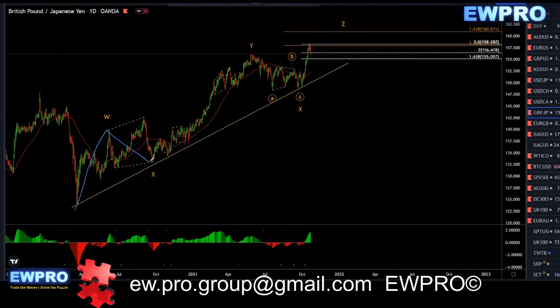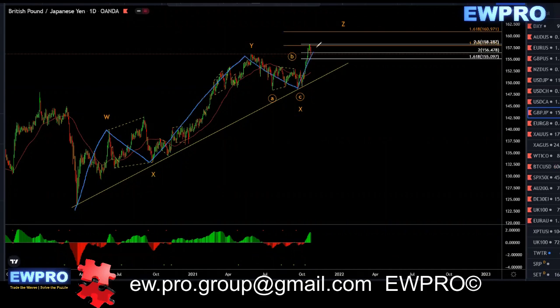So we're looking at that WXY, X2 and the Z up. First target's been hit at that 123.6 and the second target is at 161.8.